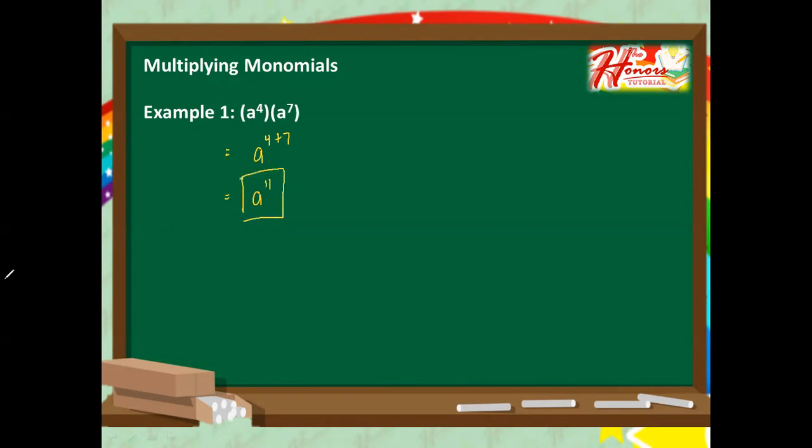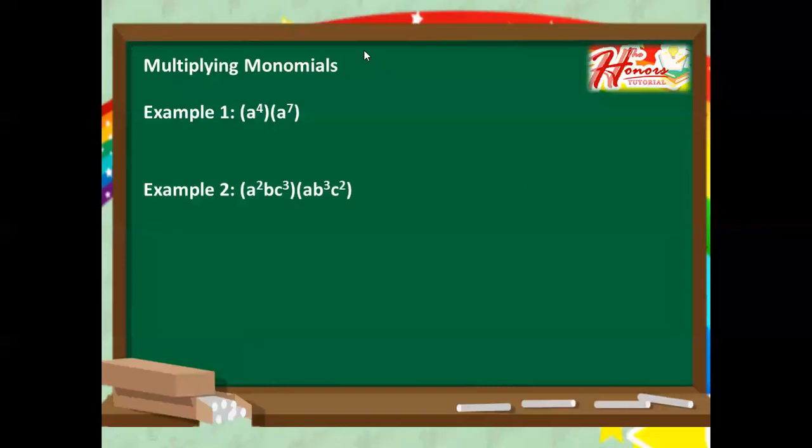Next, let's have another example for multiplying monomials. We have here number 2. The quantity of a squared bc cubed times the quantity of ab cubed c squared. What are we going to do here? We need to combine same variables. So don't combine variables that are not the same.